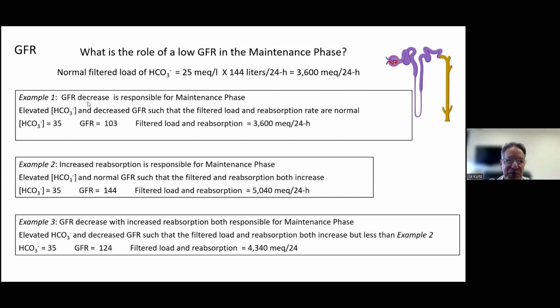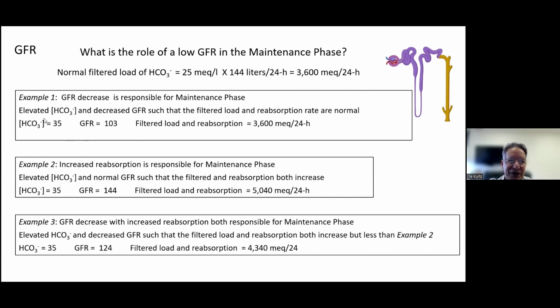So let's take these three examples. Let's say in the first patient, the GFR decrease is responsible for the maintenance phase. So we elevate the bicarbonate and we decrease the GFR such that the filtered load, and therefore the reabsorption amount by the nephron, is normal. Normally, the filtered load is 3,600 millimoles, but since there's no bicarbonate in the urine, this is how much bicarbonate the nephrons are reabsorbing also. So the filtered load matches the reabsorptive amount. That's another key concept to remember in a normal kidney.